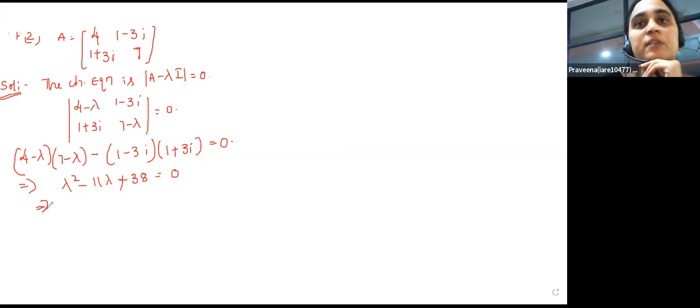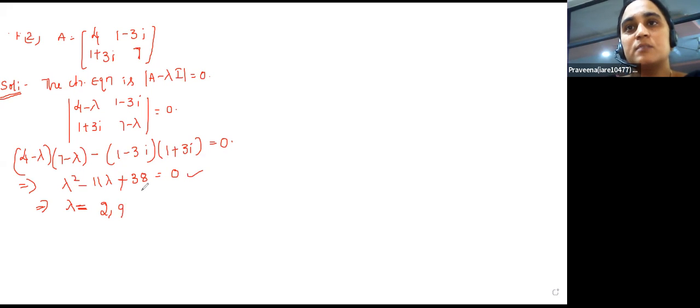Okay, for that, tell me the eigenvalues. What are the eigenvalues for this? Maybe 2 and 9 are the eigenvalues. Directly from the calculation we got this. Lambda is 2, 9. Is it correct or wrong? Once you check it.